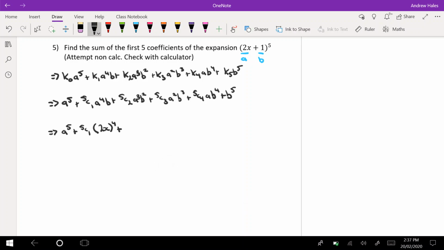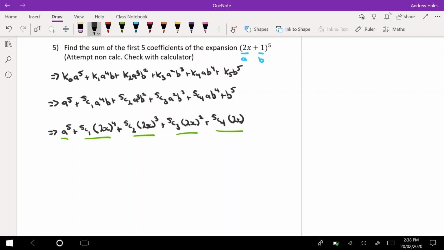Plus 5c2, 2x cubed, plus 5c3, 2x squared, plus 5c4 times 2x. I'm not going to write that last term. Why am I not going to write it? Because the question asks for the sum of the first 5 coefficients. Well, this is 1, 2, 3, 4, 5. We don't need that 6th one there.